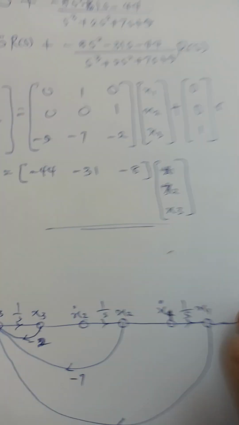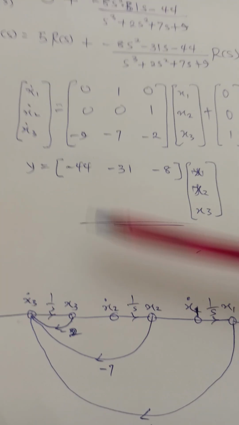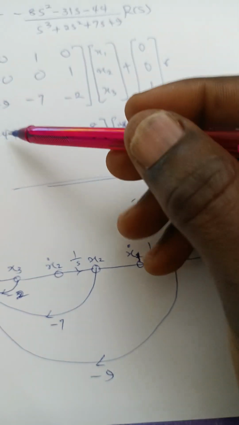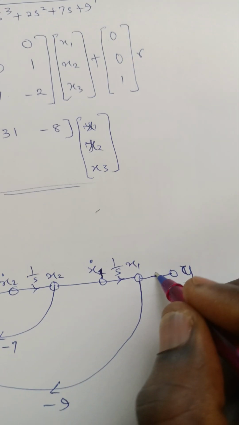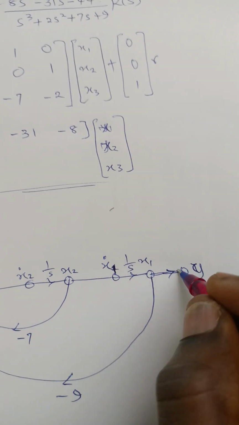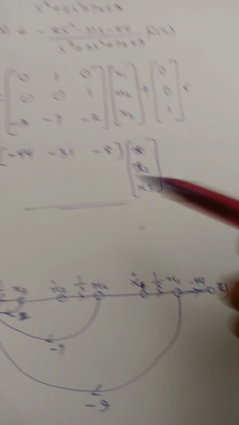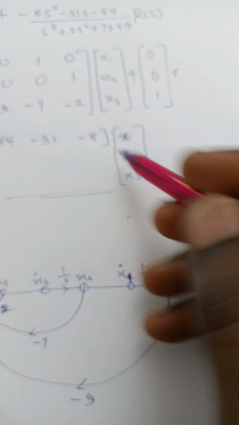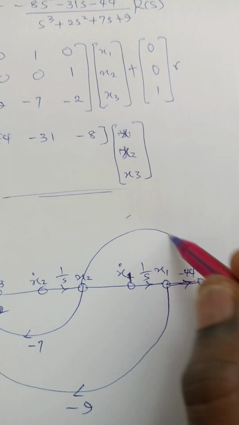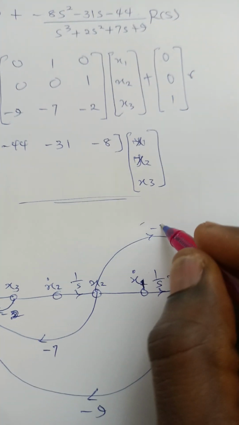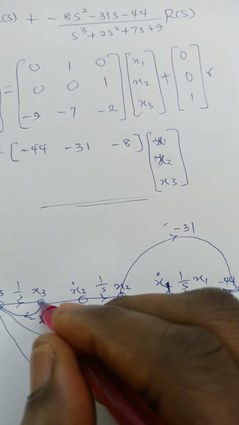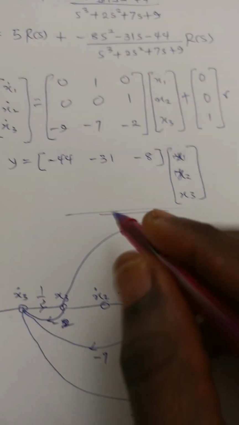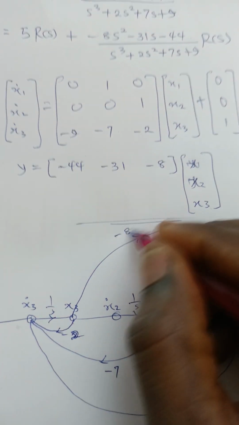So the numerator, that's the one above, the output, we will do those ones at the top. So the outputs now for this one, we have x1 minus 44. So it goes to the outputs. So x1 is going to be minus 44. Then minus 31, that's for x2. So it goes from here to x2. So that's minus 31. Then the x3, which is what? Minus 8. So it goes from here. So that's a minus 8. So that's how we link those together.